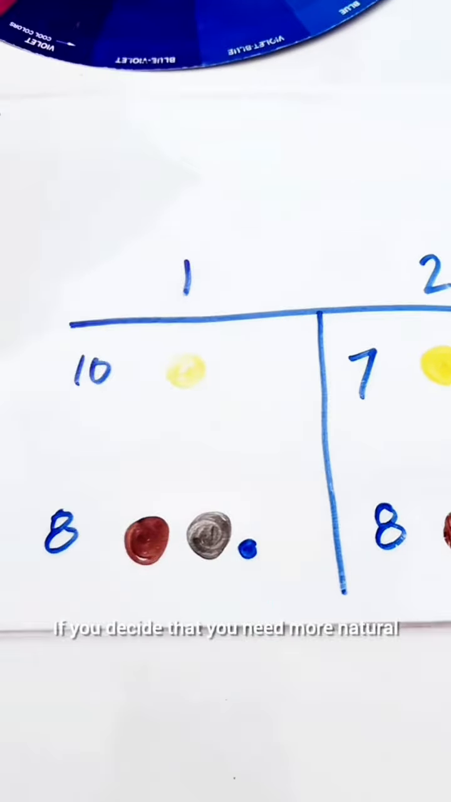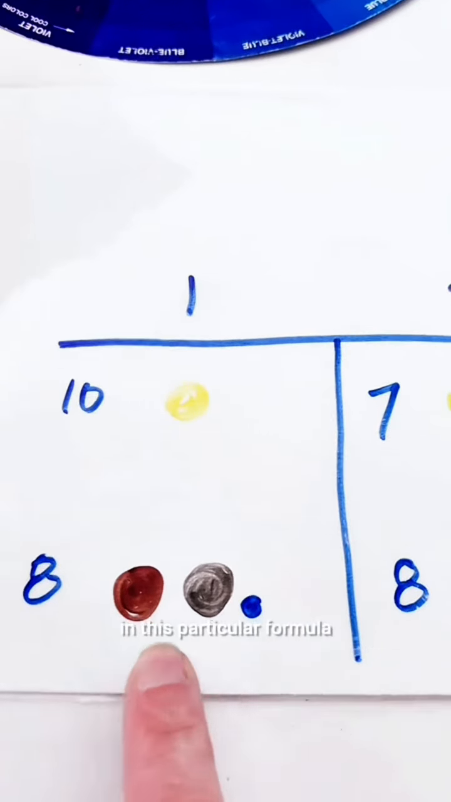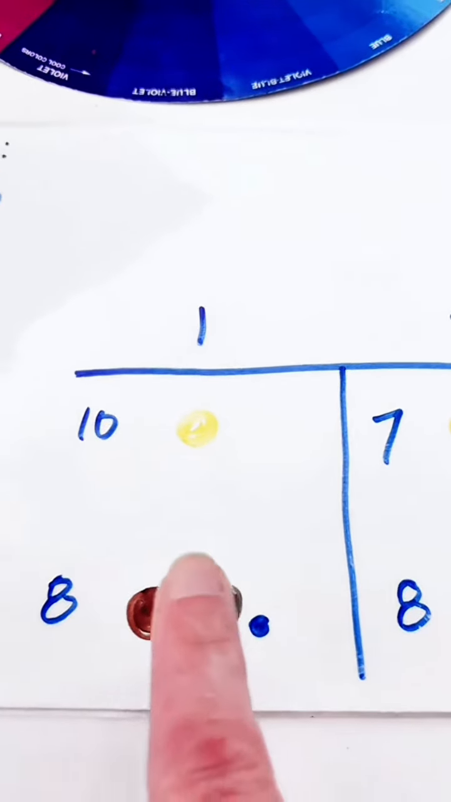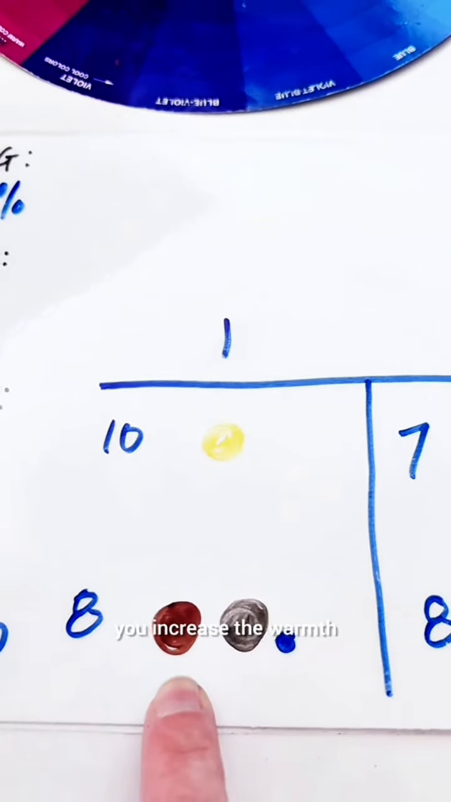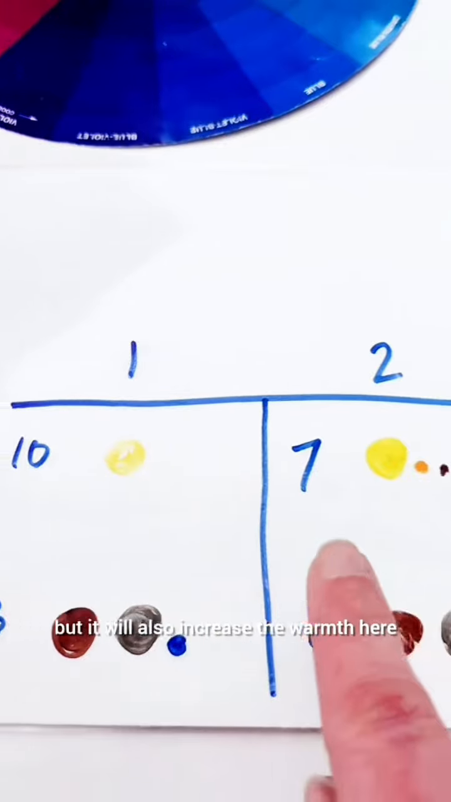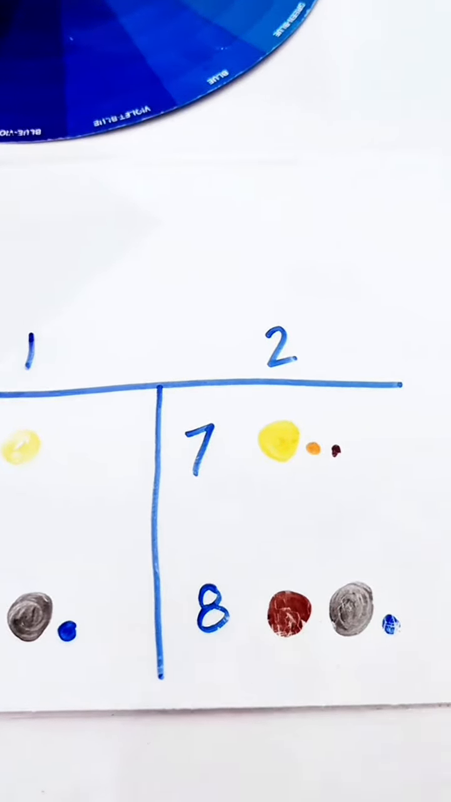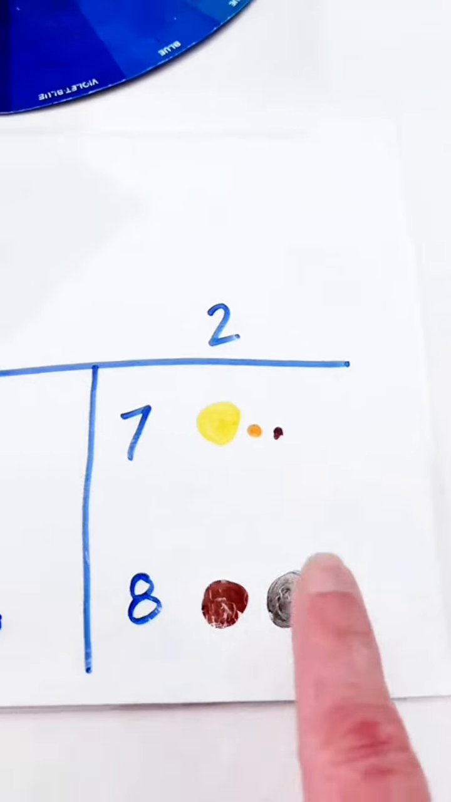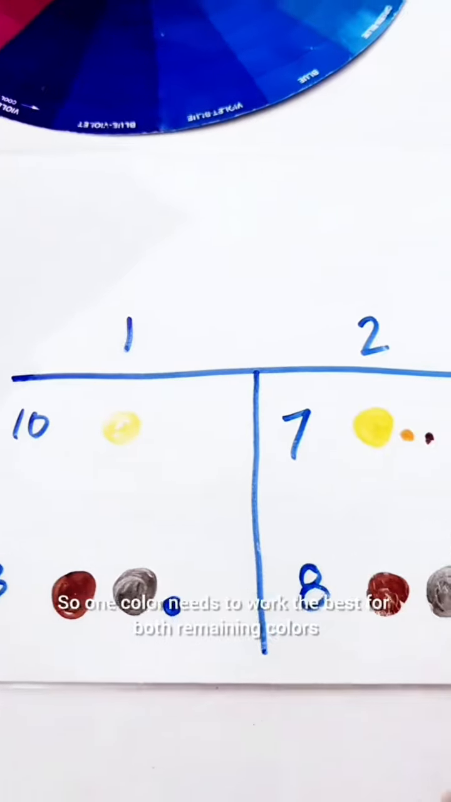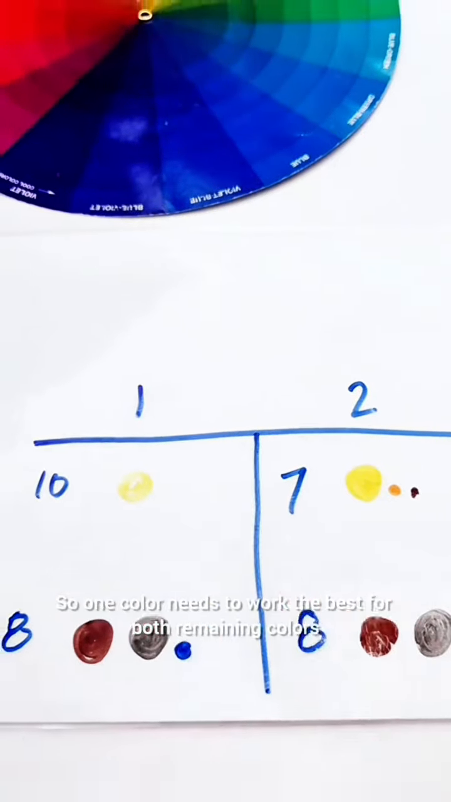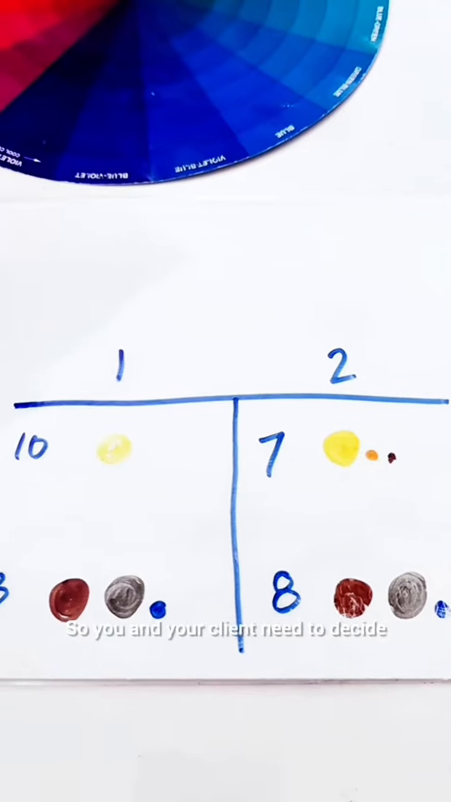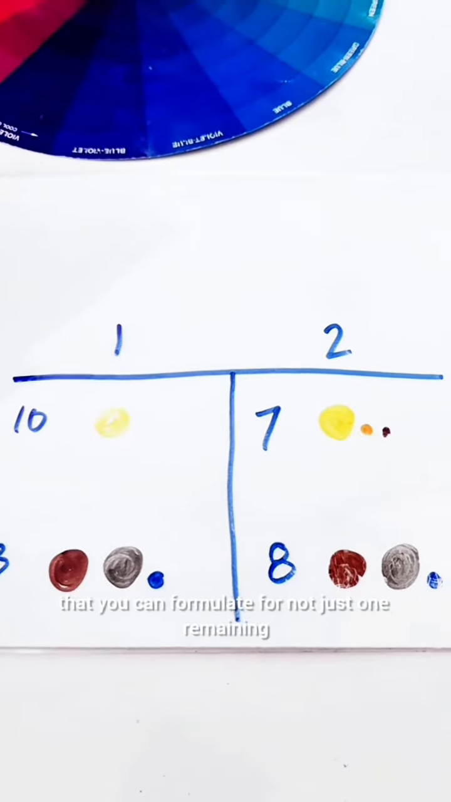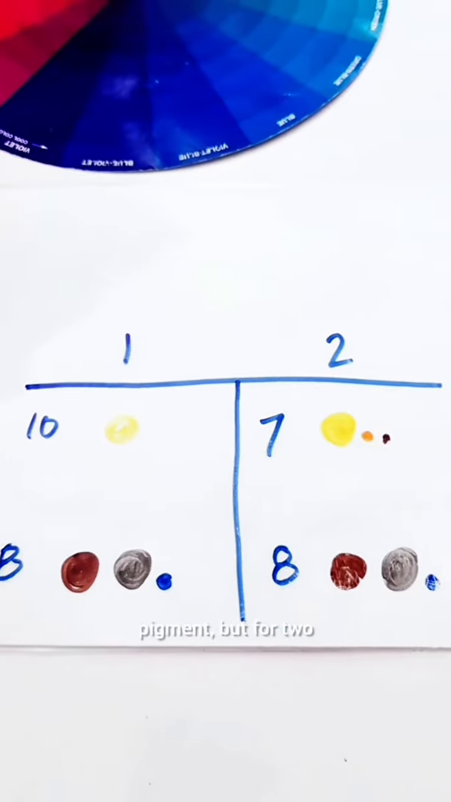If you decide that you need more natural in this particular formula, which would be this one right here, and you need to reduce the cool tone in that, if you do that, you increase the warmth. It will increase the warmth here, but it will also increase the warmth here. Or if you need to cool this down and add more of your cooling tone, if you do that here, it will also do it here. So one color needs to work the best for both remaining colors. So you and your client need to decide what's the biggest priority, what needs to happen so that you can formulate for not just one remaining pigment, but for two.